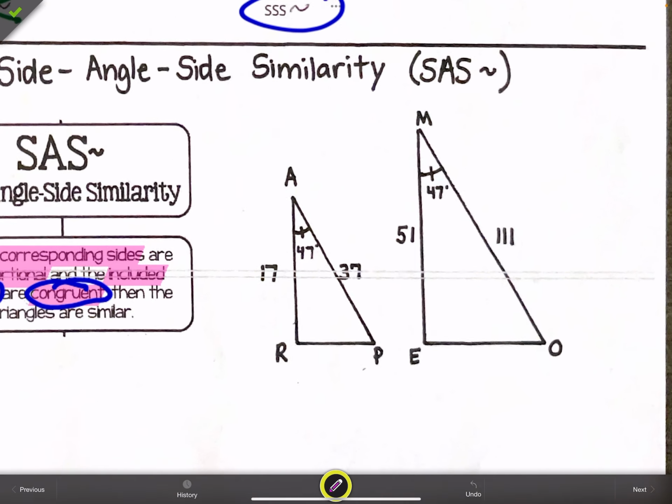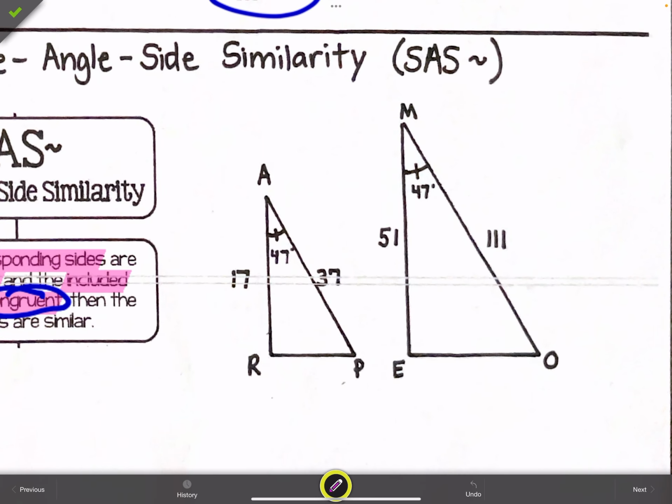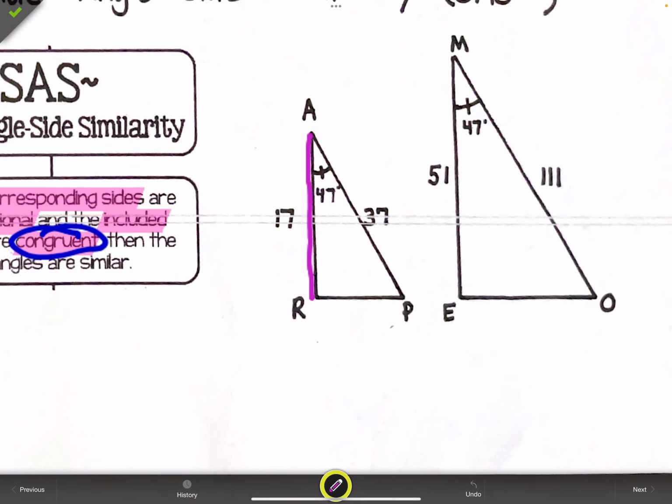So looking at this picture, if you look and pay attention to the information, these are actually easier than last week because they will pretty much show you the setup. So if you look, you got a 17, which is a side, and then you have an angle that's 47, and then you have another side that's 37. So just looking at the picture, it looks like it's going to be side, angle, side. That's the pieces of information they're giving me.